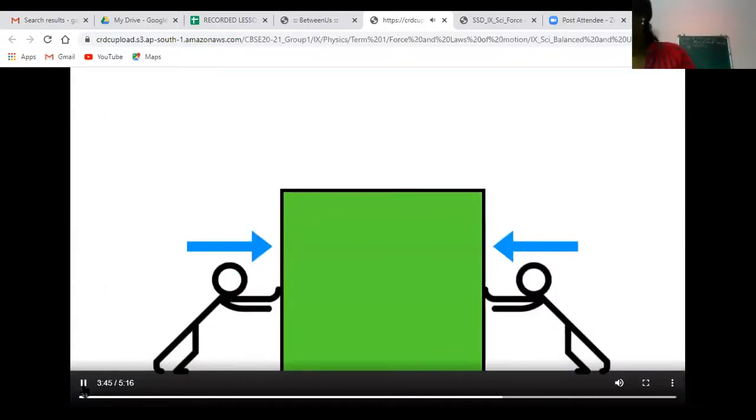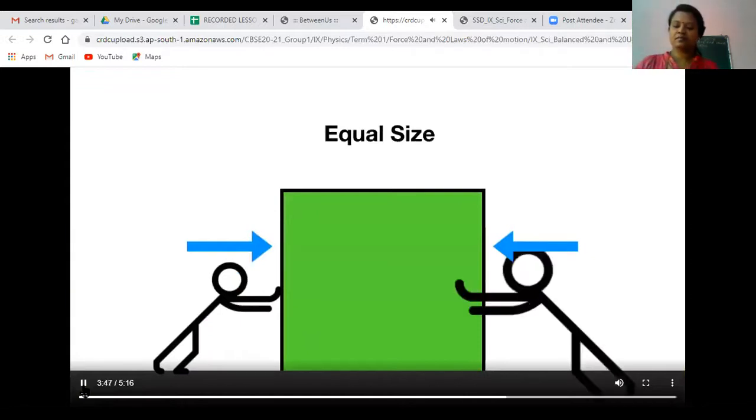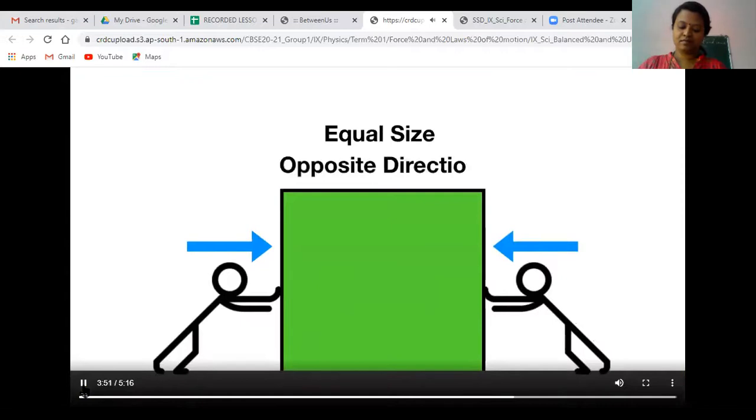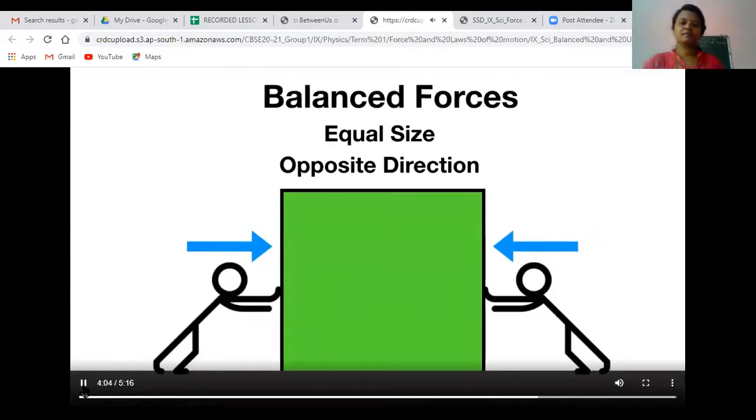Why? Well, these forces are equal in size. Both people will be pushing equally hard, and they're pushing in opposite directions. One person's pushing from the left, the other is pushing from the right. So because these forces are equal in size and opposite in direction, they will cancel or balance each other out. These are balanced forces. The box is not going to move.